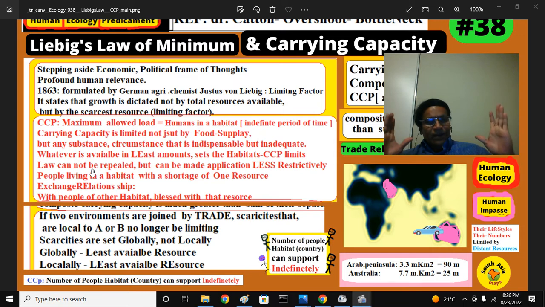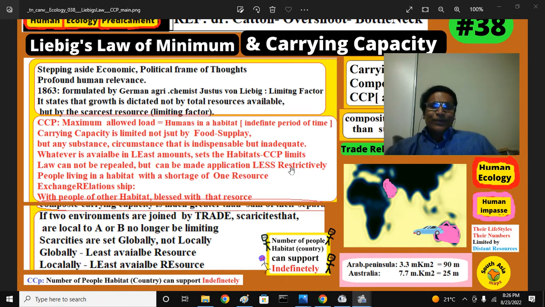Liebig's law cannot be repealed under any circumstances, but sometimes the law can be made to apply less restrictively, meaning more leniently. Suppose you are going through a traffic intersection, you cannot cross the red light. But suppose there is nobody there, sometimes you can sneak in.